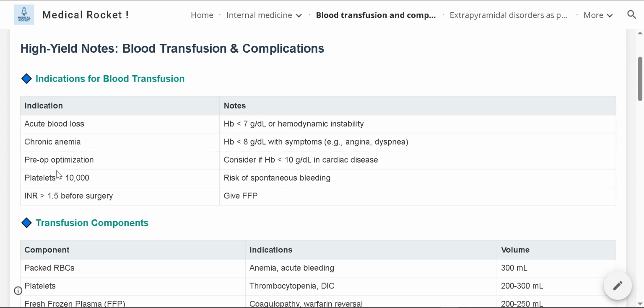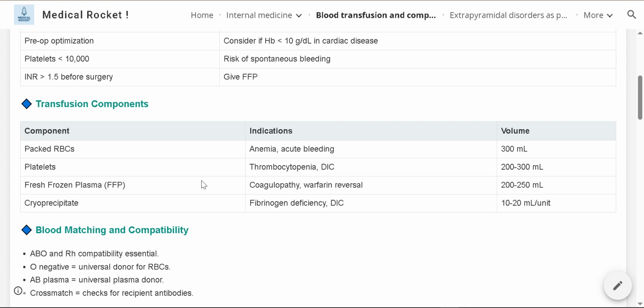Now, what if platelets crash? Platelet count less than 10,000? That's dangerous. Risk of spontaneous intracranial hemorrhage. Give platelets. INR maybe 1.5 before surgery? Don't send them to the OR bleeding. Give FFP.